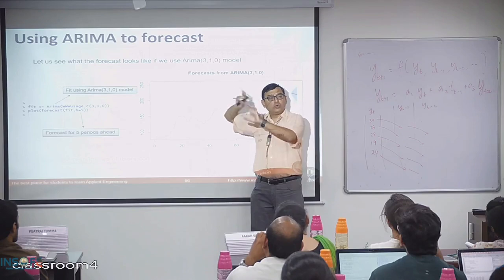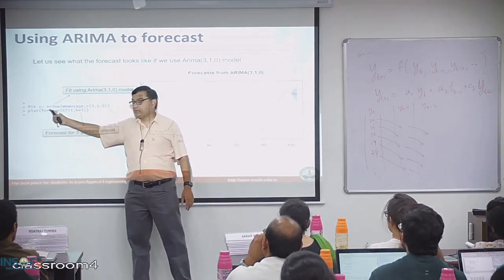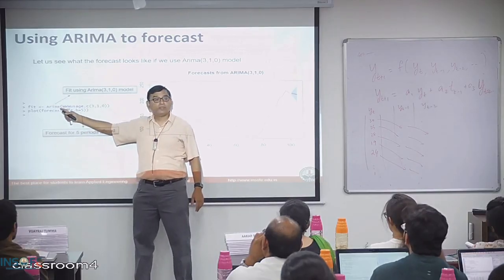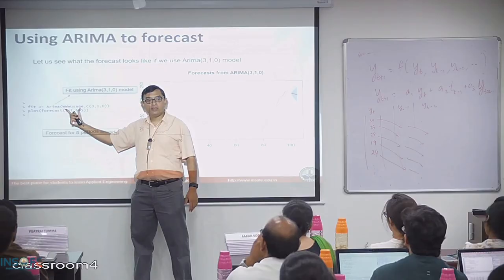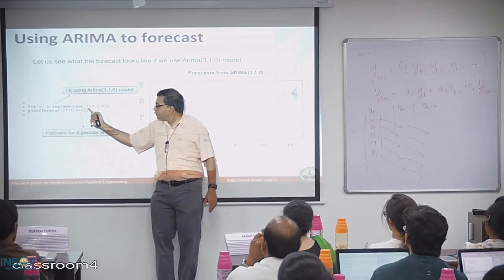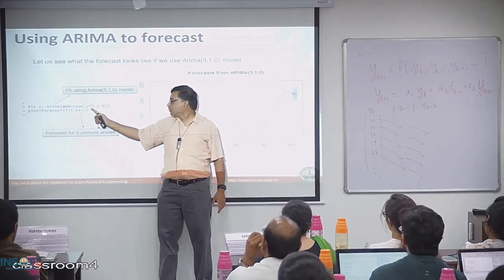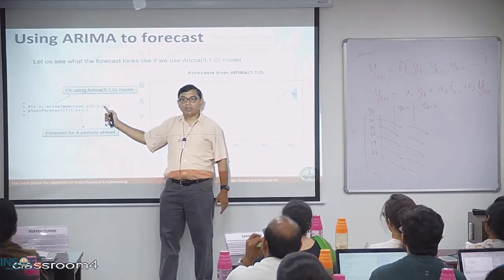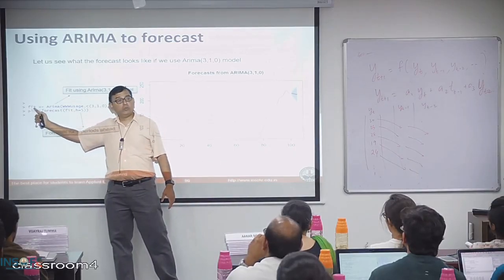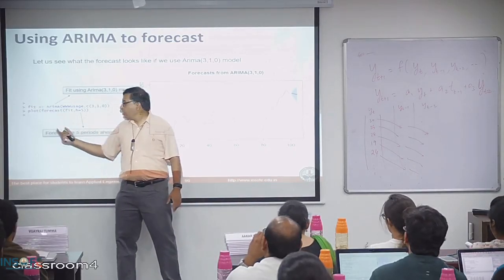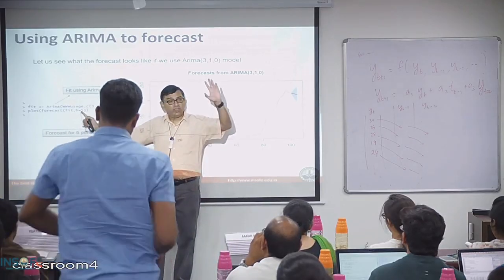Luckily, R has coded in all of that, and the way you fit it is you explicitly call the function arima. Arima, send the data set, and then give the order of the model you want to fit. The order of the model is 3, 1, 0. I'm specifying it, and it gives a fit. I'm sending the output of the fit to this function. I can use that output and forecast for five periods ahead.